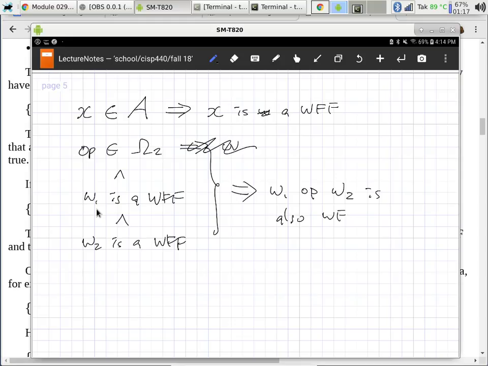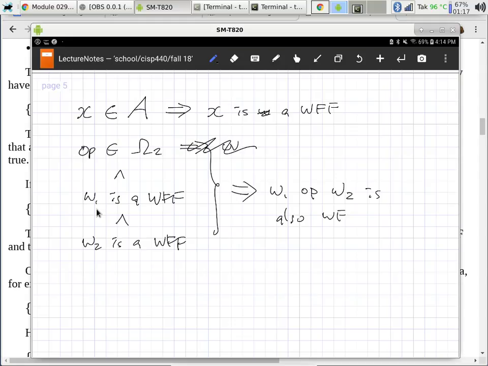So if P is well-formed, because P is well-formed, it's easy, it's there. Q is well-formed because it's also in alpha, and then we pick conjunction as an operator from omega 2, which are basically all the operators that require two operands. Then we say, oh, then P and Q is also well-formed. So that's how we define things that are syntactically correct.